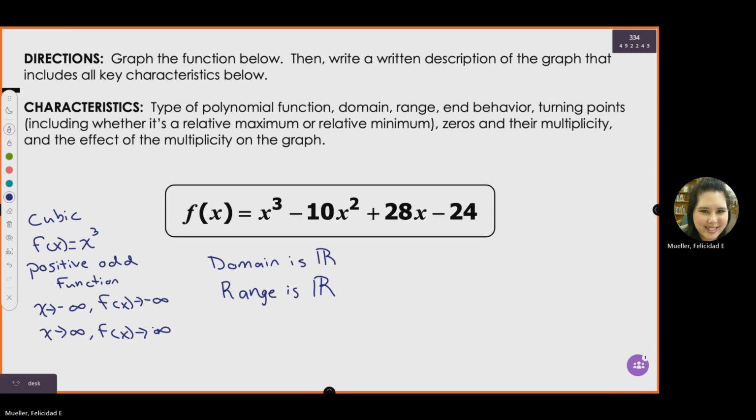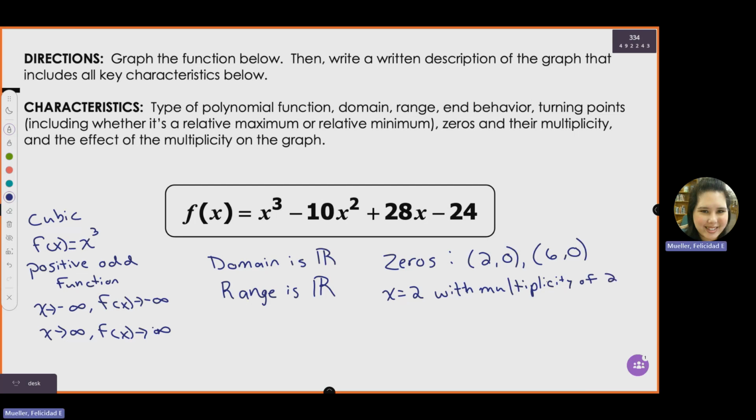Got it. All right, so my zeros are (2, 0) and (6, 0), with x equals 2 having a multiplicity of 2, and x equals 6 with multiplicity of 1.